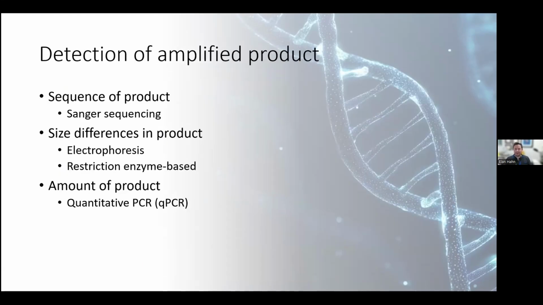And once we have our amplified product, we could detect it in a number of different ways. One of those ways would be Sanger sequencing, which we will move on to next, to sequence our product. We could detect size differences in the product, either by electrophoresis or restriction enzyme digestion of a specific site of interest in our target that will then create fragments of known length. Or we could look for the amount of product, and that's quantitative PCR. And that's similar to what we described in that last quality method for evaluating extracted nucleic acid.